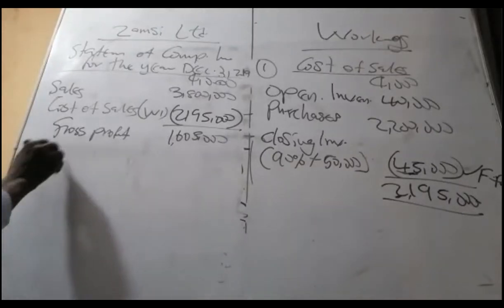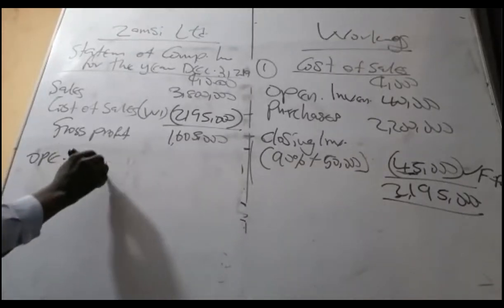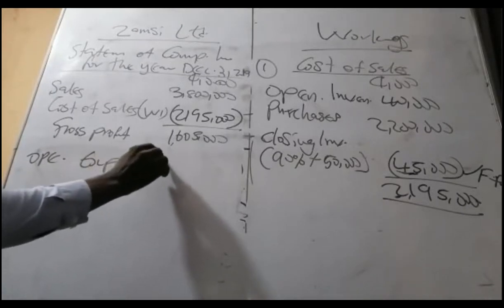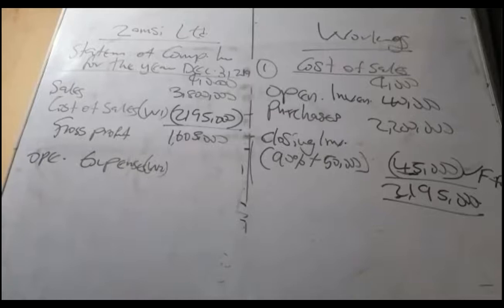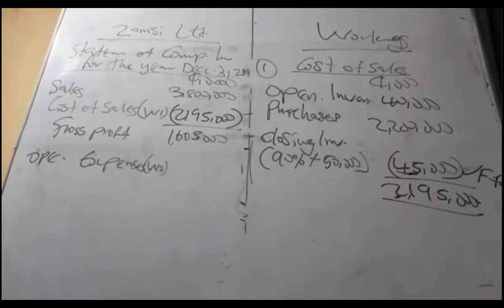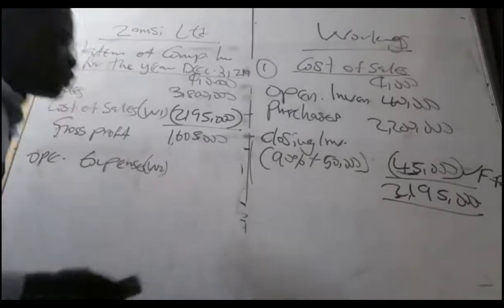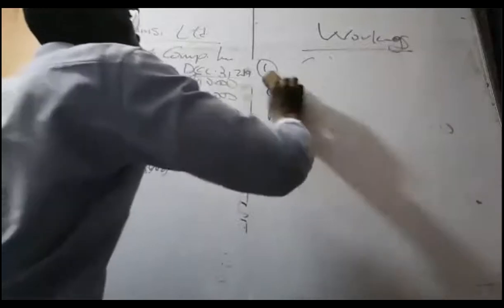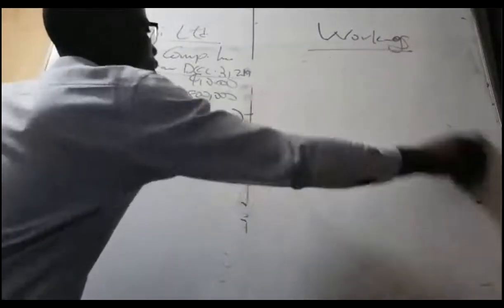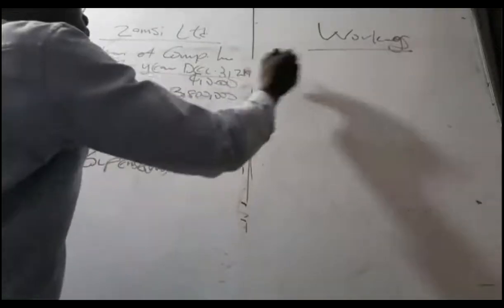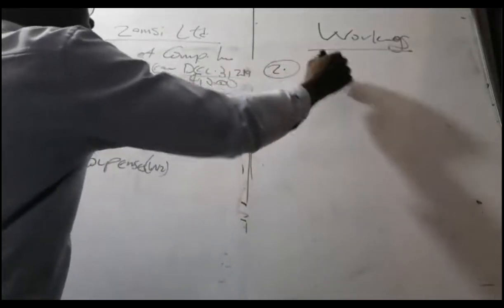So let me start from here. Operating expenses. Workings number 2. So let's go and continue the workings. Operating expenses. So let's do it here. Operating expenses. Please, don't forget your currency.